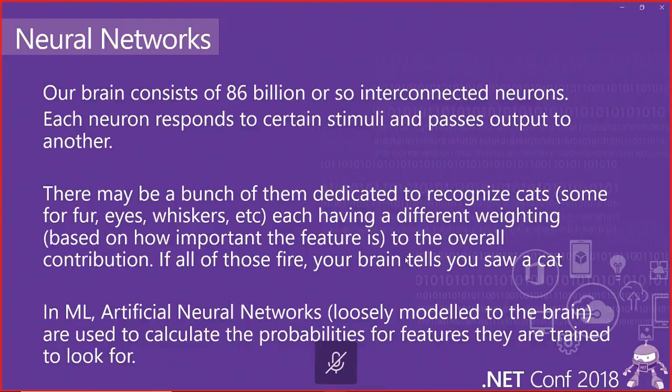In a neural network, a model that is loosely modeled on the brain, neural networks are used to calculate the probabilities for features they are trained to look for. So with neural networks, we try to mimic the functionalities of a brain. Do you remember when I told you the story of the horse and the dog? That's why. So now the brain of that little girl will fire some different neurons.